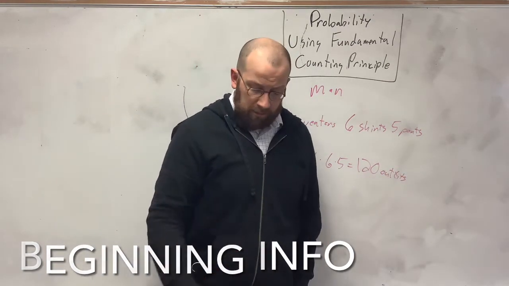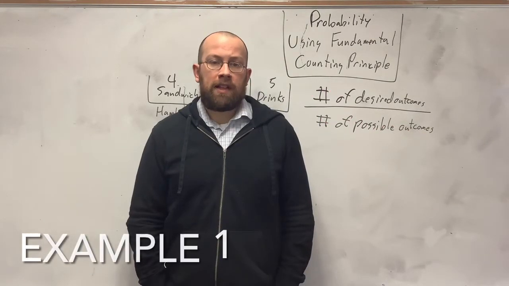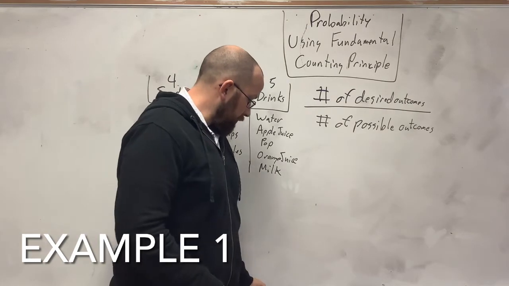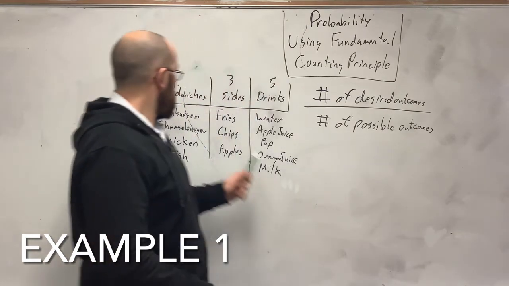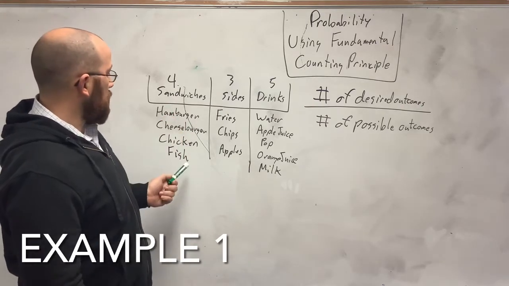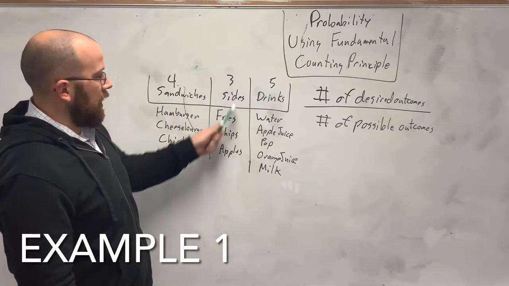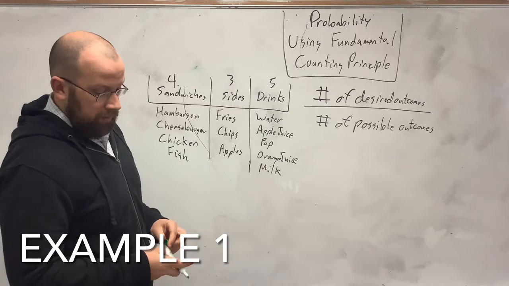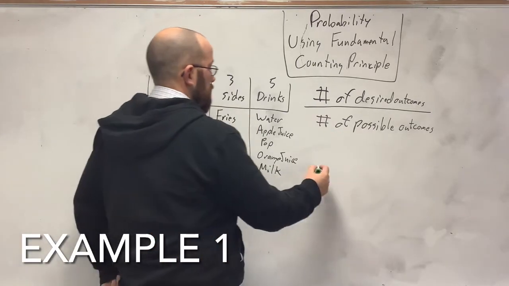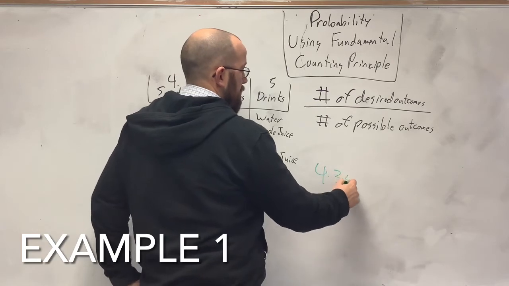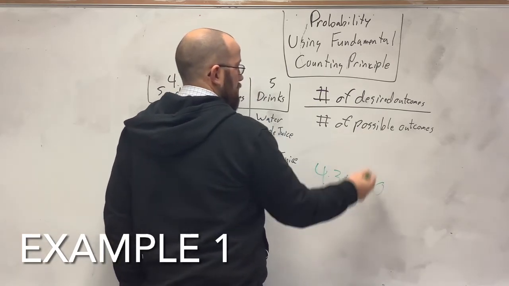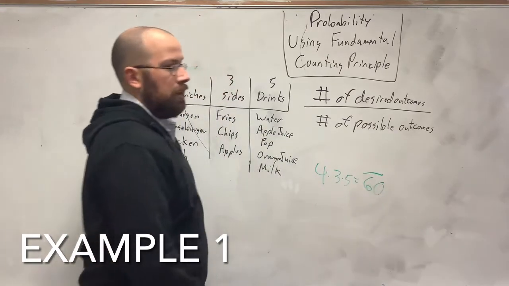Now we're going to add some probability into it. All right, here's our first example, and it's kind of long. We're going to do 3 different things with it. So up here I have a chart of meals you can get at a restaurant. You can pick one of your sandwiches, one of your sides, and one of your drinks. The first thing we want to know is the possible number of outcomes. That's 4 times 3 times 5, which gives us 60. So you have 60 possible outcomes here.